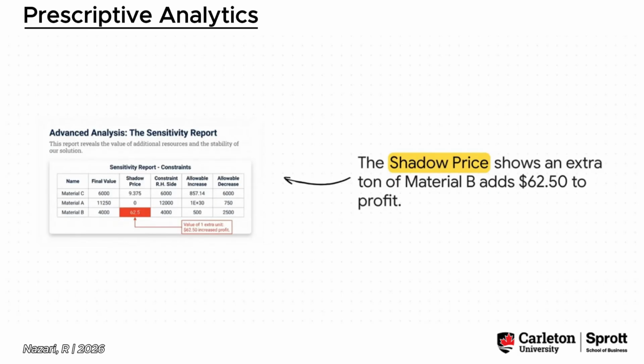Look at material B. Its shadow price is $62.50. This is telling us that acquiring just one more ton of material B would increase our total profit by $62.50. That is unbelievably valuable information for strategic planning. And notice material A has a shadow price of 0. Of course it does. We already have extra, so getting more is worthless to us right now.